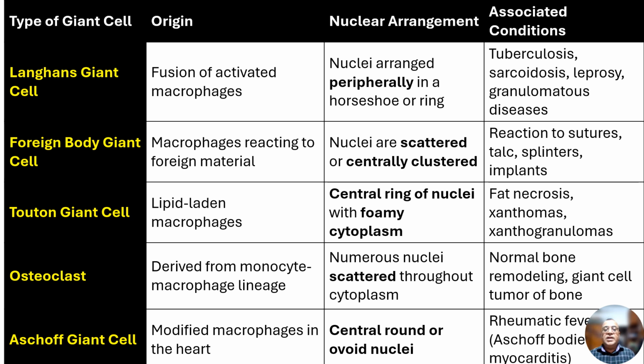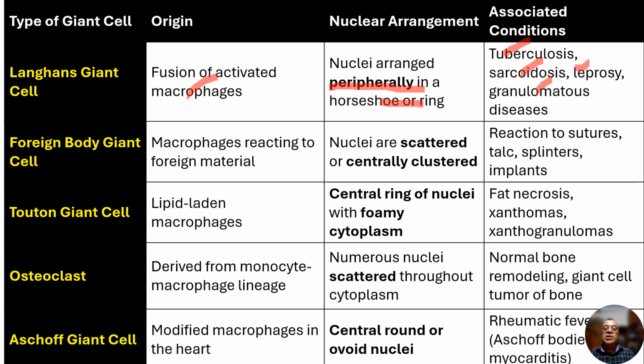So this table is summarizing various types of giant cells that are present in various pathological conditions. One is the Langhans type of giant cell that is formed due to fusion of activated macrophages, and nuclei are arranged peripherally in a horseshoe shape or ring. So conditions are tuberculosis, sarcoidosis, leprosy, and granulomatous disease. These Langhans type giant cells may be present.